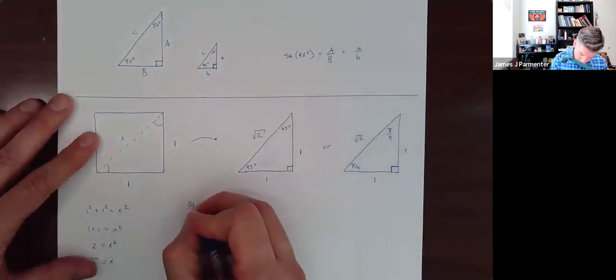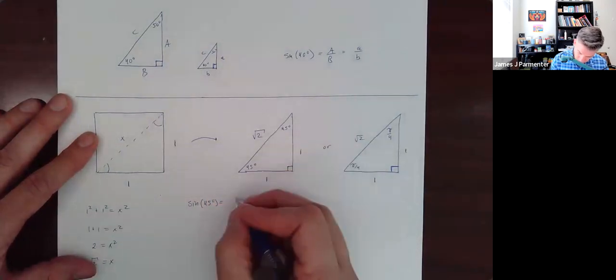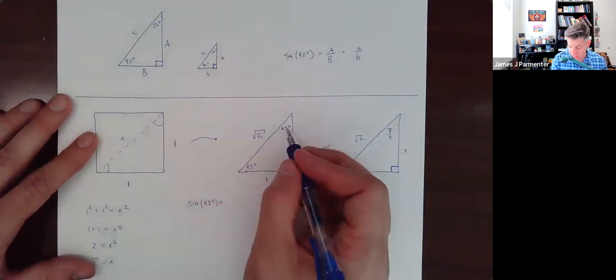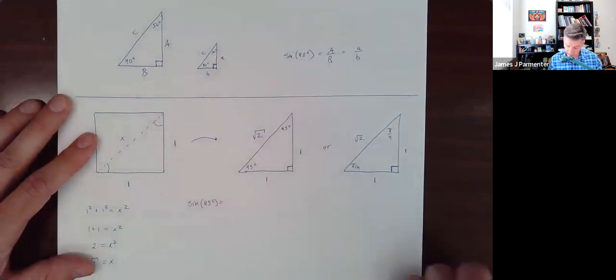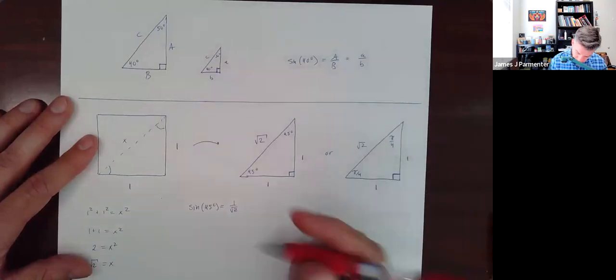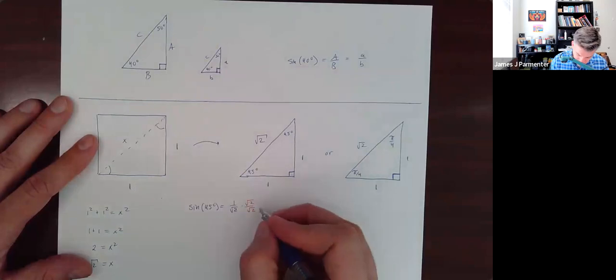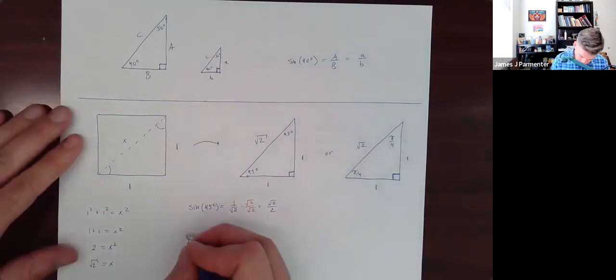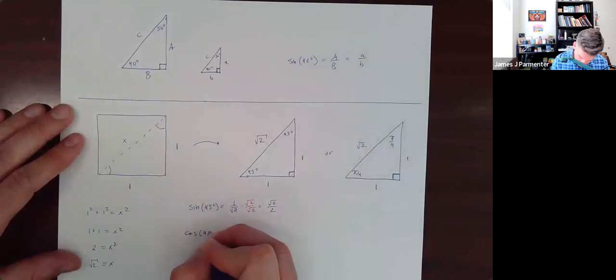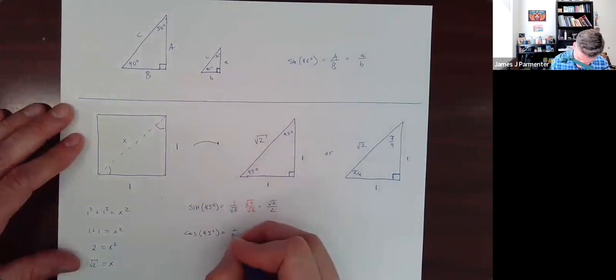All right, so sine of 45 degrees is 1 over root 2, opposite over hypotenuse. Or I could have said this angle, opposite over hypotenuse, right? Either way, it's 1 over root 2, which I'm going to rationalize by multiplying by root 2 over root 2 and get root 2 over 2. And the reason I'm doing that really is because that's kind of the standard way of doing it. Similarly, cosine of 45 degrees is equal to adjacent over hypotenuse, which is 1 over root 2, which is also equal to root 2 over 2.